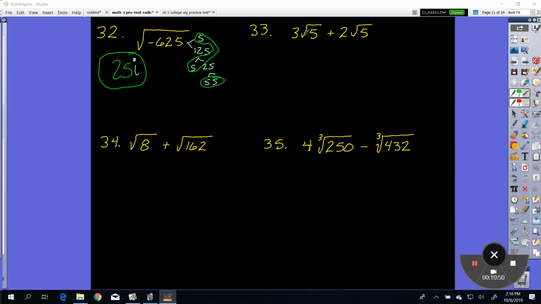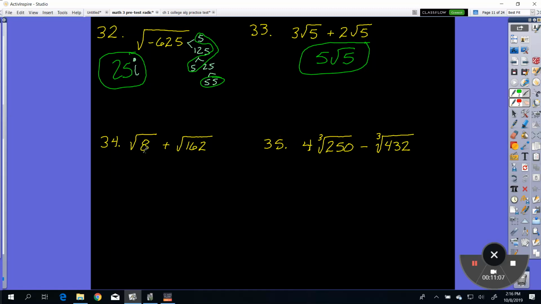Okay, on 33, this is saying we have 3 of these creatures, and we're adding 2 more of those creatures to it. So if I add them together, 3 plus 2 makes 5 square roots of 5. And that's all you have to do on 33. That's the answer.